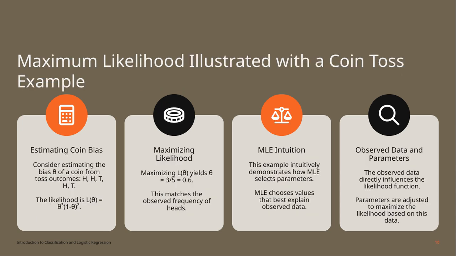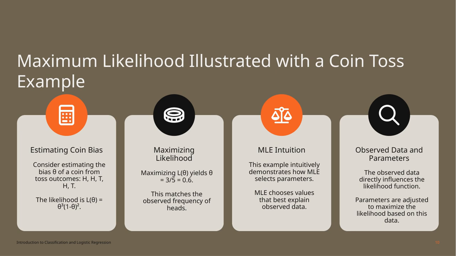Let's explore how we can estimate the bias of a coin using some simple data. Imagine we have a series of tosses: H, H, T, H, T. Our goal is to estimate the parameter theta, which represents the probability of getting heads. The likelihood function for this data turns out to be L(theta) equals theta cubed times (1 minus theta) squared. This makes sense because it's based on the probability of observing the specific sequence we saw.